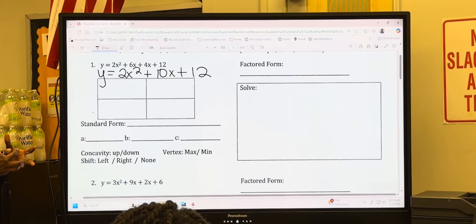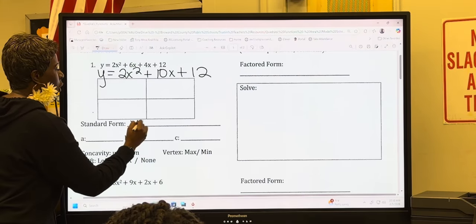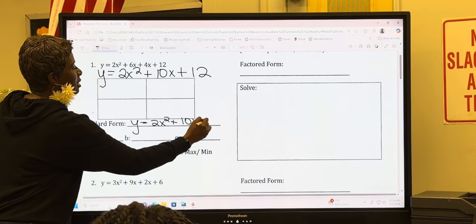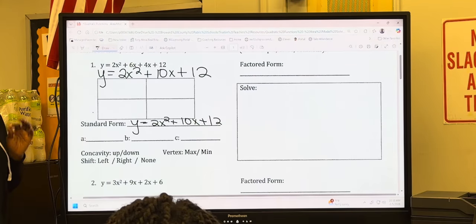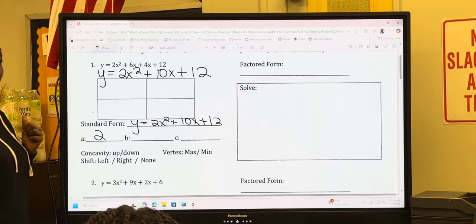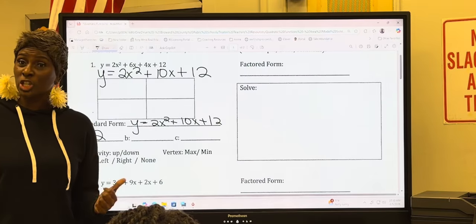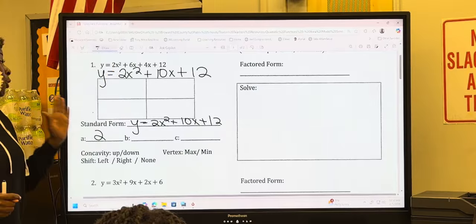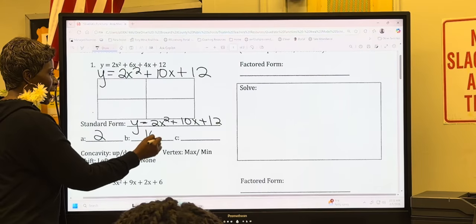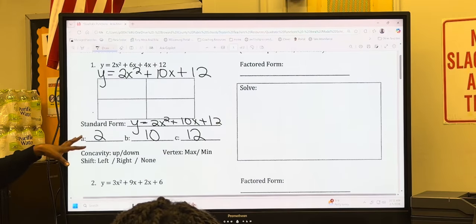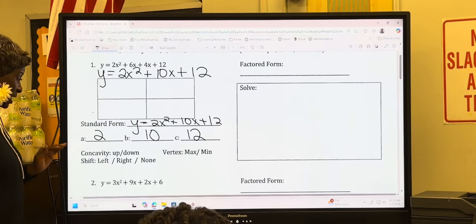What am I going to do? This is my standard form: y equals 2x squared plus 10x plus 12. Can you identify my A, my B, and my C? What is my A? 2. It is just 2. It is not 2x squared. It is not 2x. It is just 2. Why? Because A is always the coefficient of x squared. What is my B? 10. And what is my C? 12.